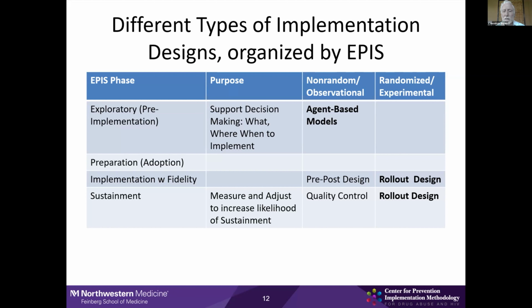In the preparatory phase, there's really not very much in the way of designs that I know about. It's just, does it happen or not? Maybe there's more reason for doing more of those. In implementation with fidelity and sustainment, though, you can do non-randomized studies. We talked about pre-post designs, where you measure at the beginning, before it's delivered, and then post, when an implementation study has gone on, as well as quality control studies that we've had earlier in a number of presentations. In randomized studies, we can talk about rollout designs.